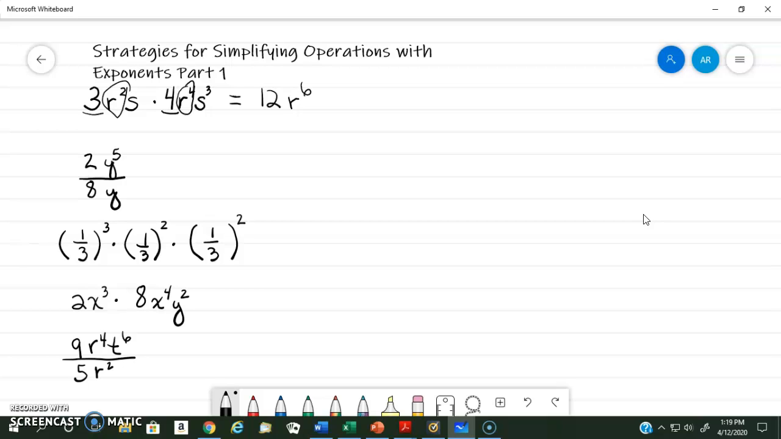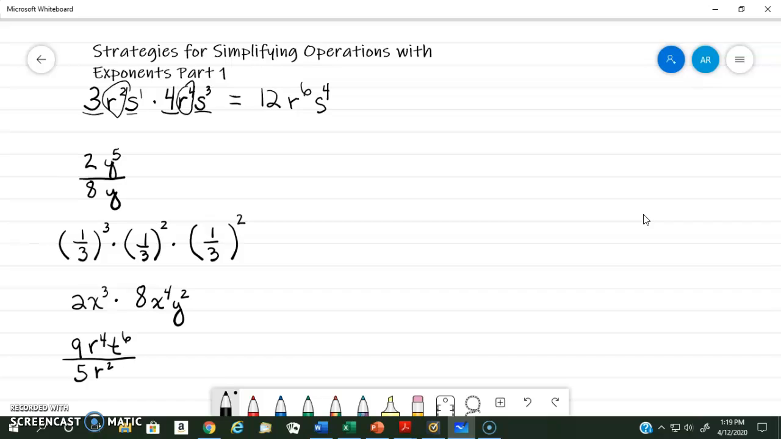And then finally, I'm going to worry about my s base. And I have to remember that this s over here has an implied 1 as its exponent. So I'm going to keep the base of s, and I'm going to add 1 plus 3 is 4.